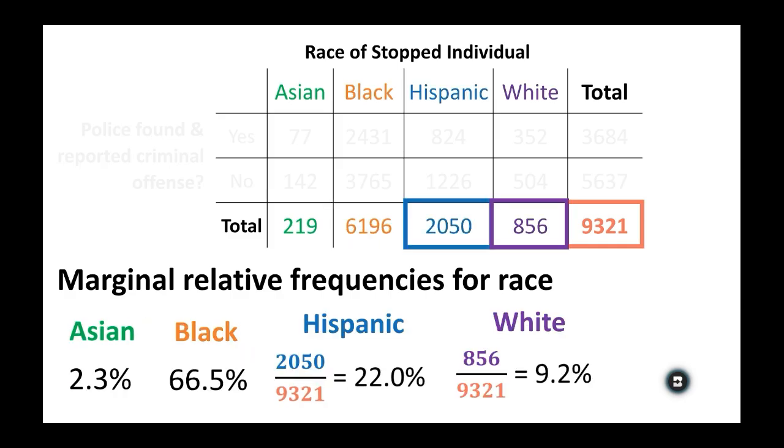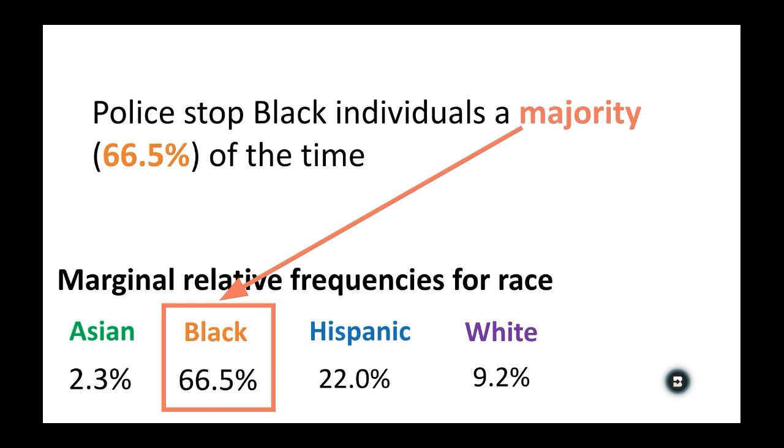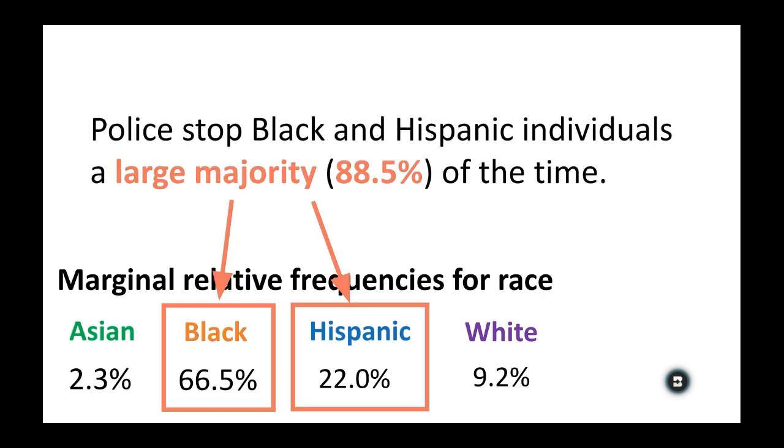Black individuals. Continuing through the process, we find the marginal relative frequencies for Hispanic and white individuals are 22% and 9.2% respectively. So we can see that police tend to stop Black individuals the majority of the time. In addition, taken together, we can see that police tend to stop Black and Hispanic individuals a large majority of the time. These two groups alone make up 88.5% of the stops.